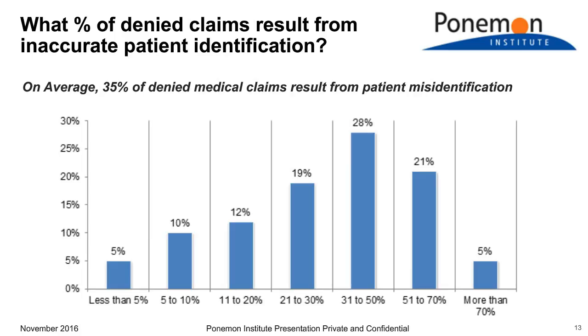What percentage of denied claims, and changing gears a little bit, result from inaccurate patient identification? We asked that question using a probability scale from less than 5% to more than 70%. Doing a very simple calculation on the range that we provided, we calculate 35% of denied medical claims resulting from patient misidentification, which is a huge number. So if you are concerned about denied medical claims, you need to do something about patient misidentification.